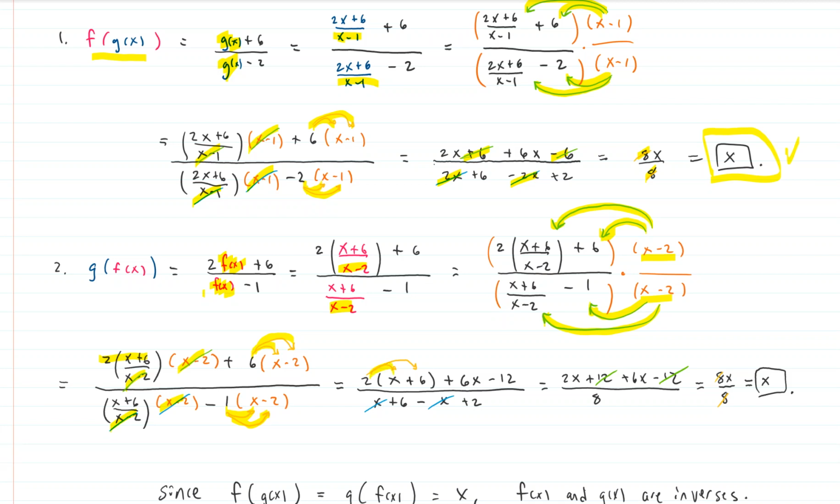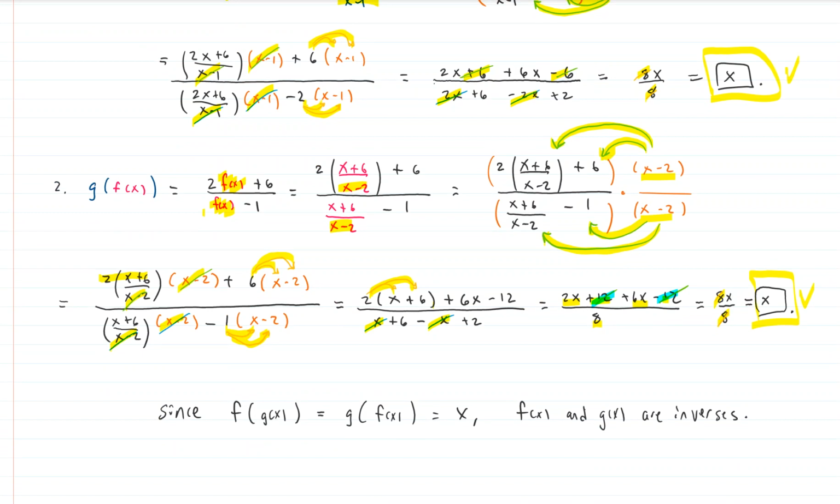We need to multiply the 2 through the x and the 6 in the numerator. It gives us 2x plus 12. Then we have the 6x minus 12 still being carried over. And we have 8 in the denominator because notice the x's cancel out. The 12 and the negative 12 also cancel out in the numerator. So that's great. We're left with 2x plus 6x, which gives us 8x over 8. The 8's cancel, and we're left with just x.